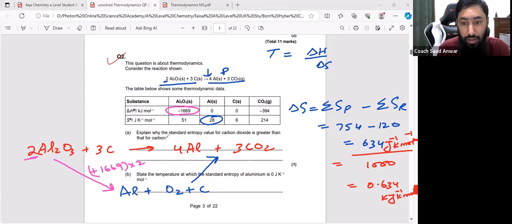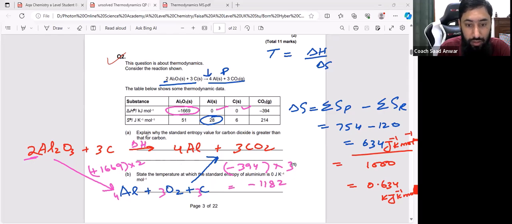Similarly, for carbon, this is 0. That is our good luck. For aluminium, this is 0. But for carbon dioxide, this is 394. I need to multiply this by 3. And I put 3 here to make it balance. I put 4 here to make it balance. And I need to put something here. 3, yes, to make it balance. So minus 394 times 3 would be minus 1182.